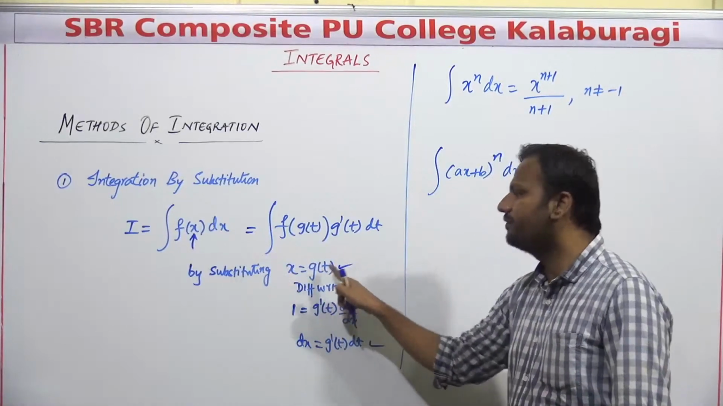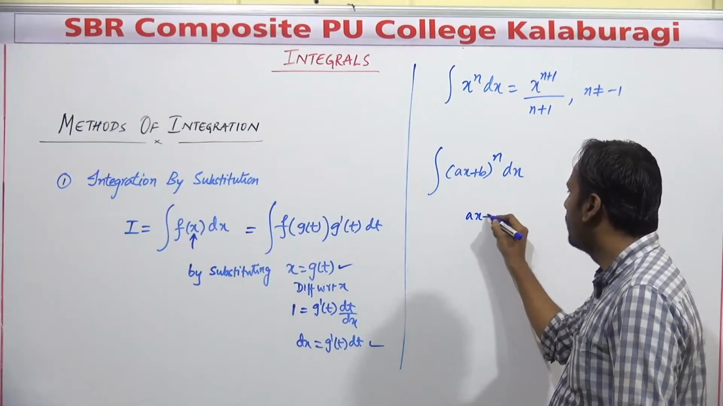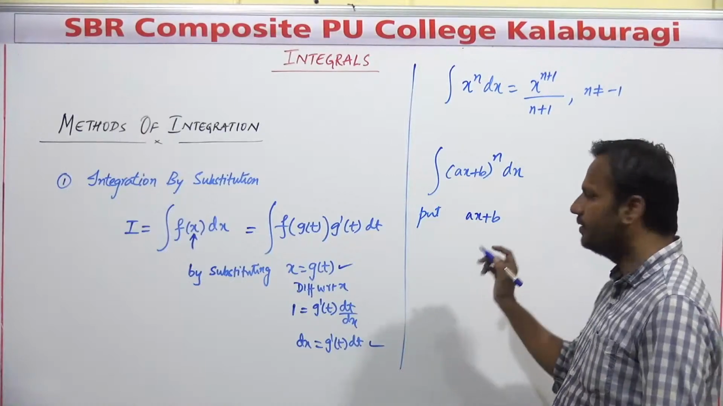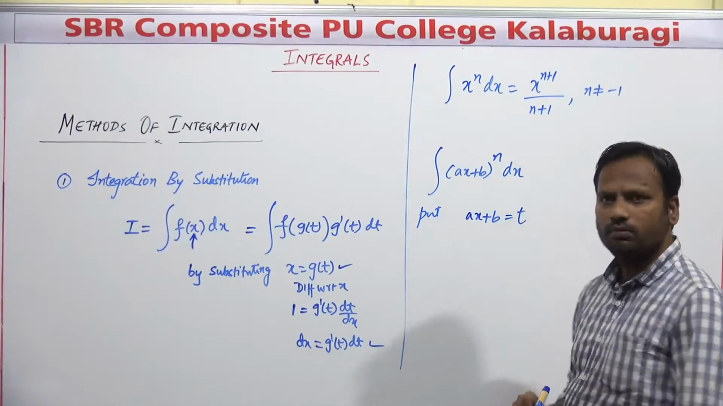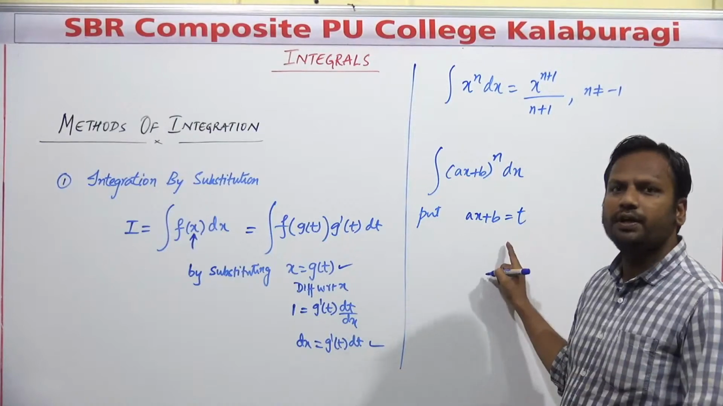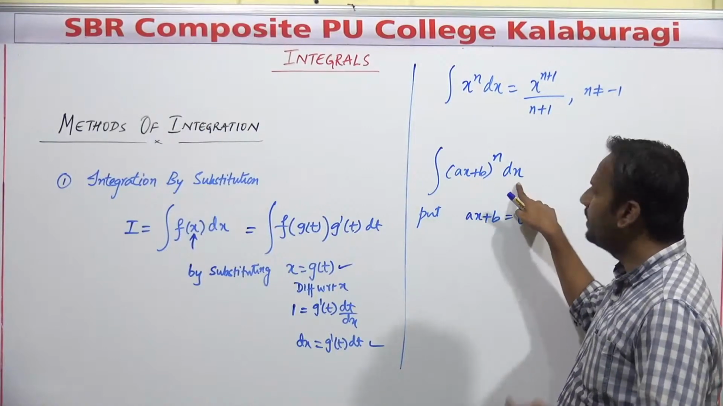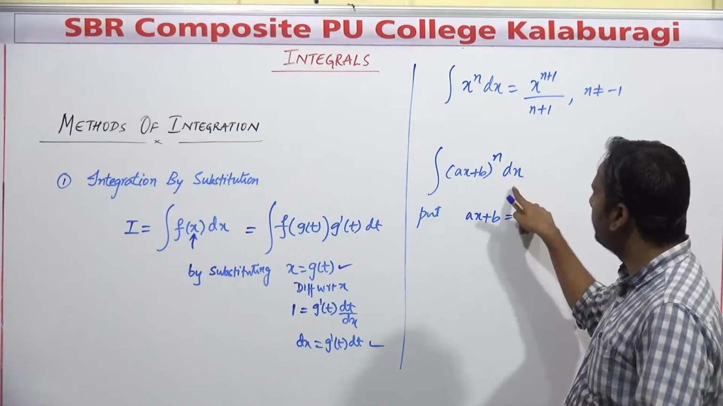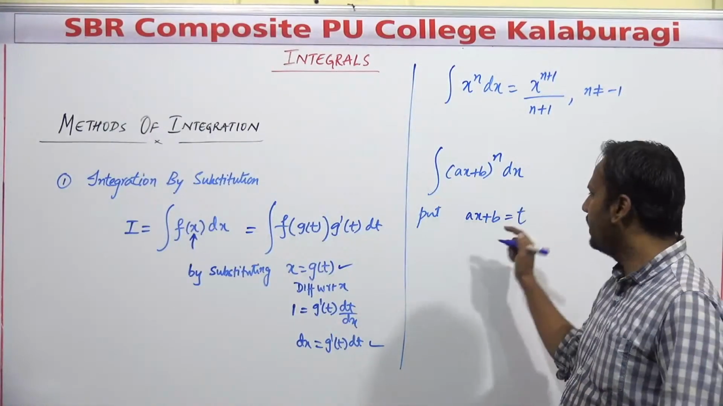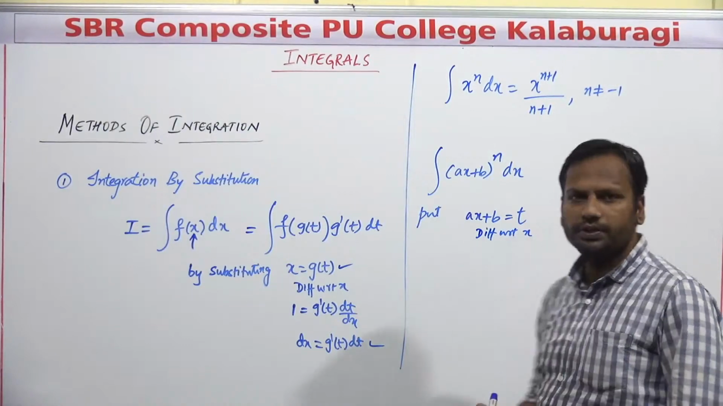So this total ax plus b, we substitute as t now. Now differentiate. Why do we differentiate with respect to x here? Because I am changing to t, but here x remains, so I should interchange this x also as t. That's why we are differentiating with respect to x.